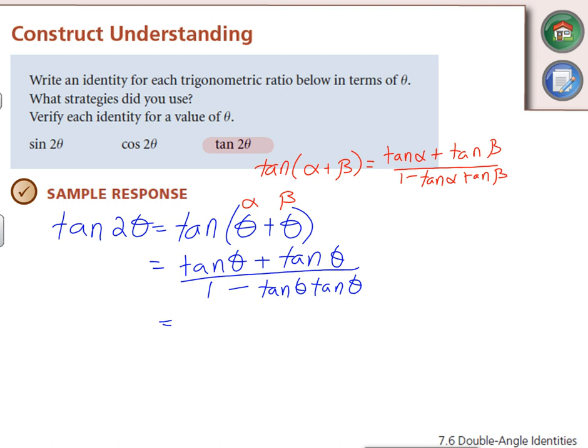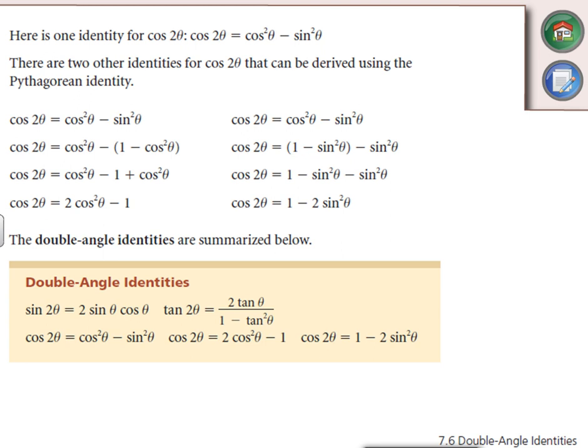Clean it up. Tan plus tan, hey, that's 2 tan theta. Tan times tan, 1 minus tan squared theta. And there you've got your final one. And all of these are on your formula sheet, these three. And just remember, we've got to be able to adjust things. That's what's on your formula sheet.